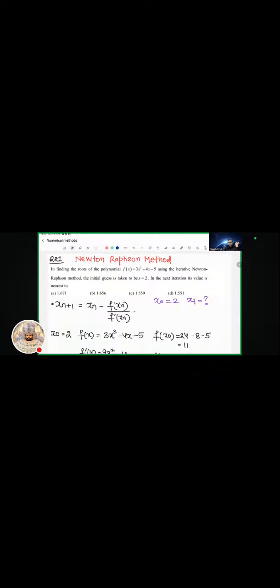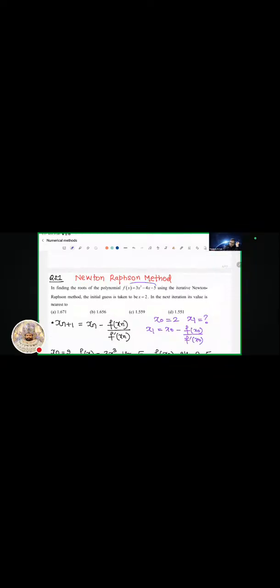Okay. So this is the formula I use. x of n plus 1, which basically means x1 is equal to x naught minus f of x naught divided by f dash x naught. Okay, so first I put in this. So if I put 2 in this, what will be the answer I will get? Everyone, if I put 2 in this, what will I get?